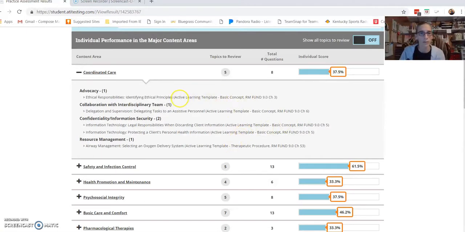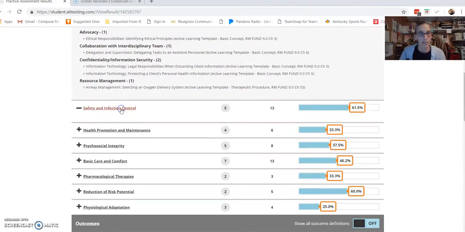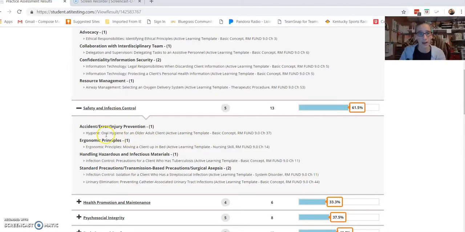So you're going to do 3 bullet points for each one of these. So I'm going to have 3 bullet points for these 5: 1, 2, 3, 4, 5. Then I'm going to go down here. I'm going to have 3 bullet points for these 5. 3 bullet points for oral hygiene for an older adult. 3 bullet points for moving a client up in bed, the ergonomic principles, your body mechanics. 3 bullet points for precautions for a client who has TB as far as infection control.